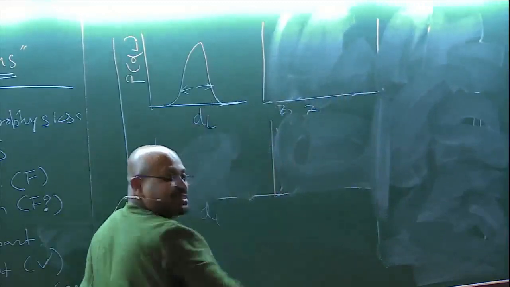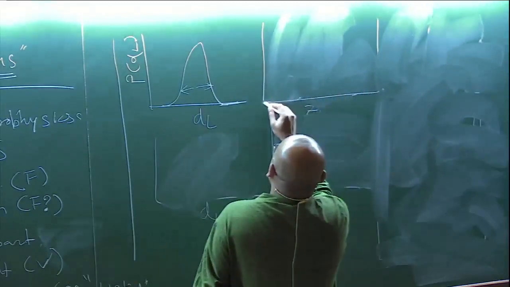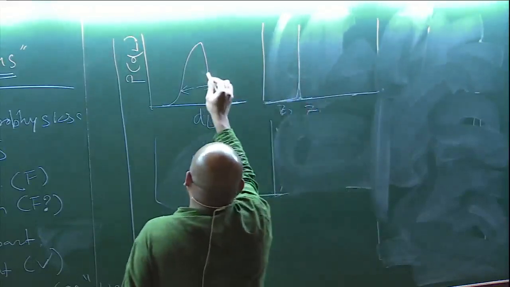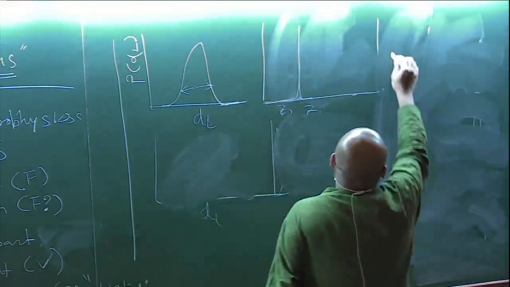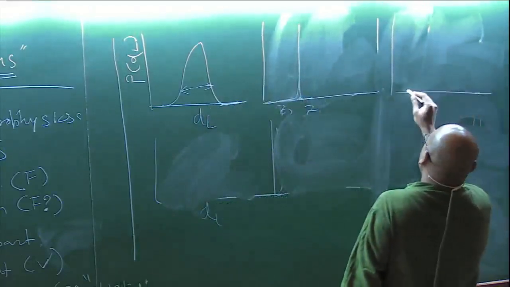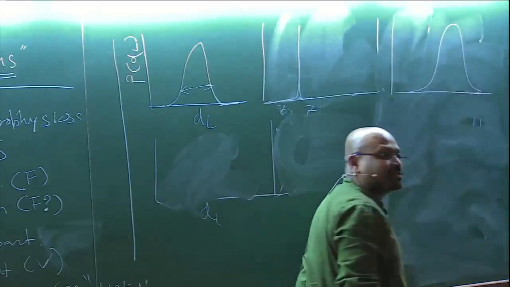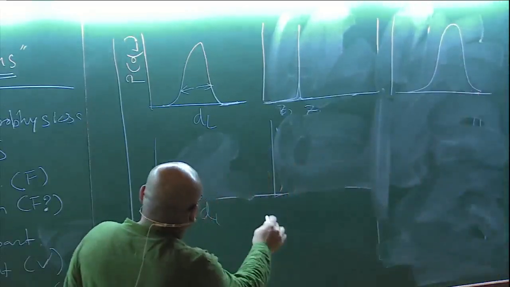Let's say we have a distance and we have some redshift. This is reasonably bad, this is reasonably good. So this gives us some Hubble constant. Fine. Now that's also wide.